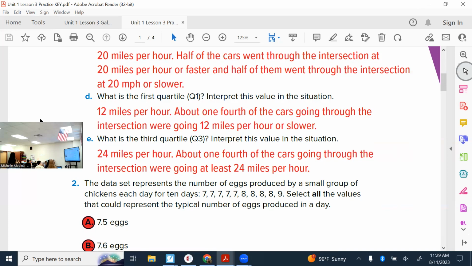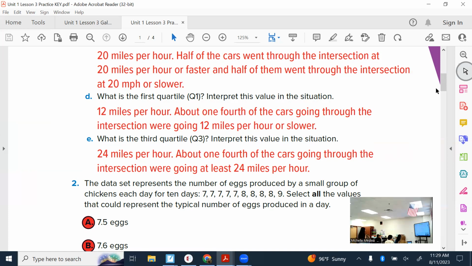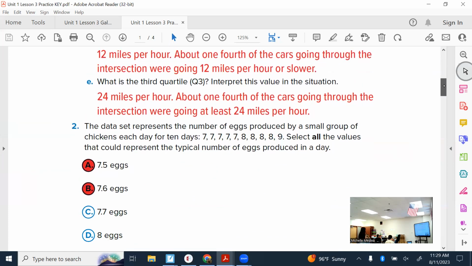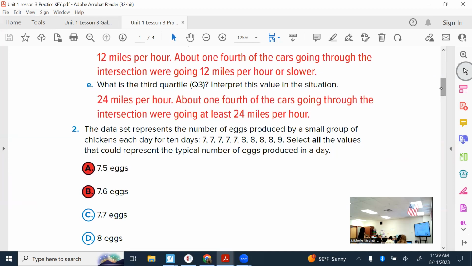All right, then number 2. I think number 2 is the hardest. We can go over it later, why that's the answer. You might have gotten it because we reviewed mean in here. But 2 should have had 2 answers. You should have picked A and B.